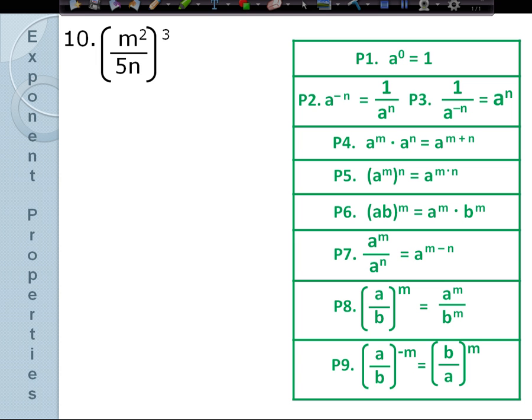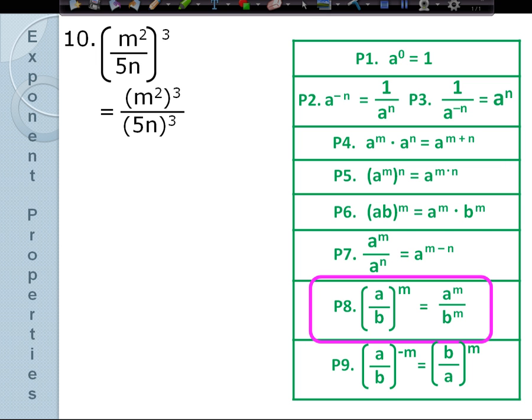Look at number 10. You have open parentheses m squared over 5n, close parentheses, all raised to the 3rd. The first property we're going to look at is property number 8, which says that when I have multiple base numbers or variables inside the parentheses and a fraction inside, the exponent on the outside of the parentheses applies to everything inside the parentheses. So I'm going to rewrite my problem as m squared raised to the third over 5n raised to the third, and my m squared and my 5n, notice, are in parentheses.